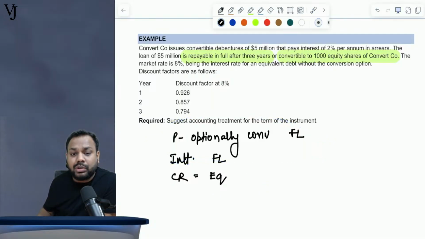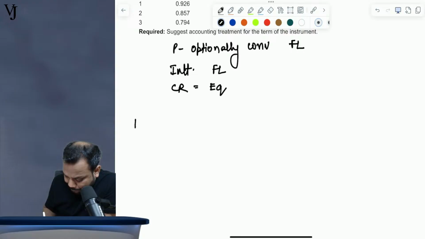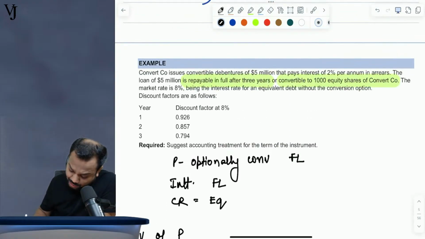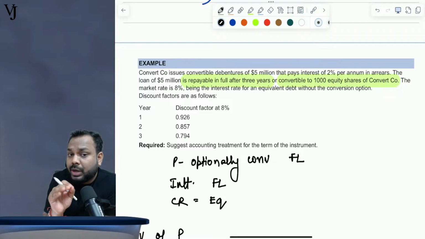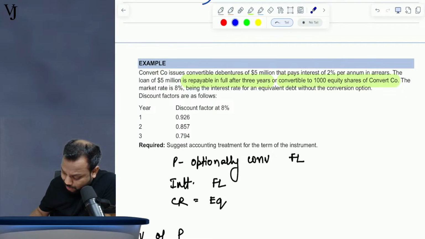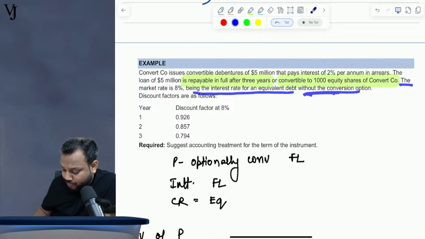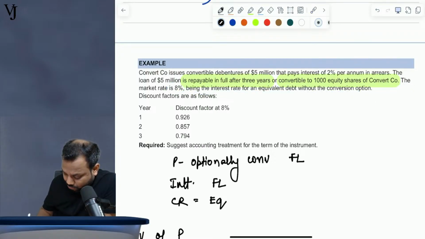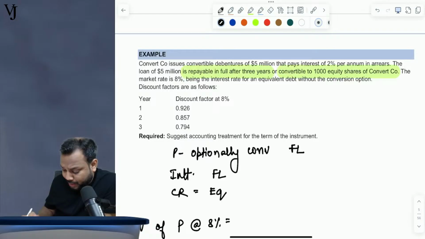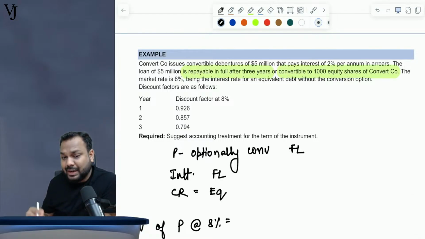Now how to find the value of the financial liability? Let us compute the present value of principal and the present value of interest. At what rate? The market rate of a similar instrument without any conversion right. The market rate for debt without the conversion right is 8%. So we have to calculate the present value at the rate of 8%. Now tell me, principal has to be paid when? At the end of the third year, that is the tenure.